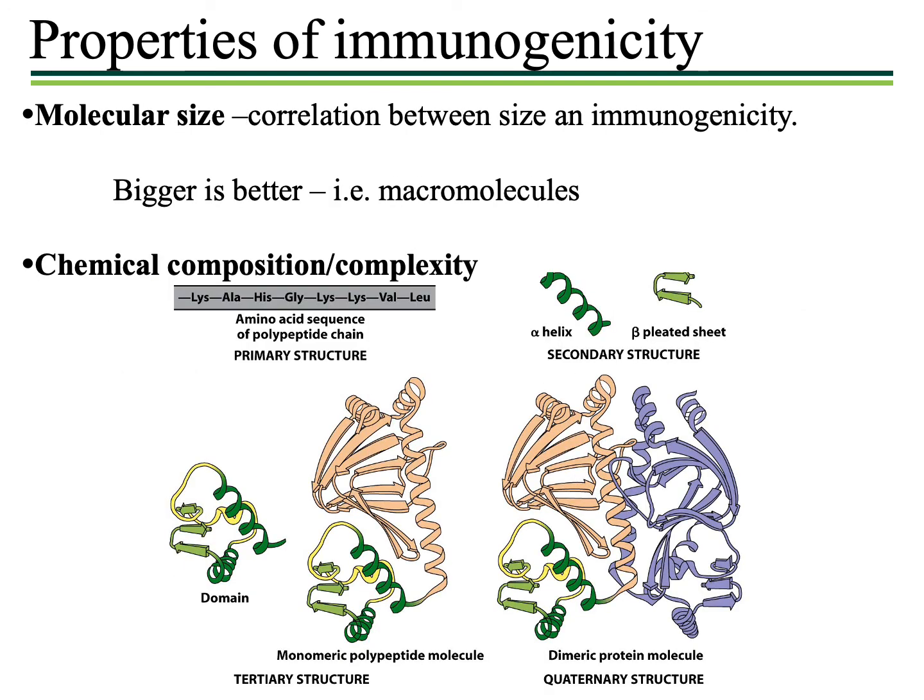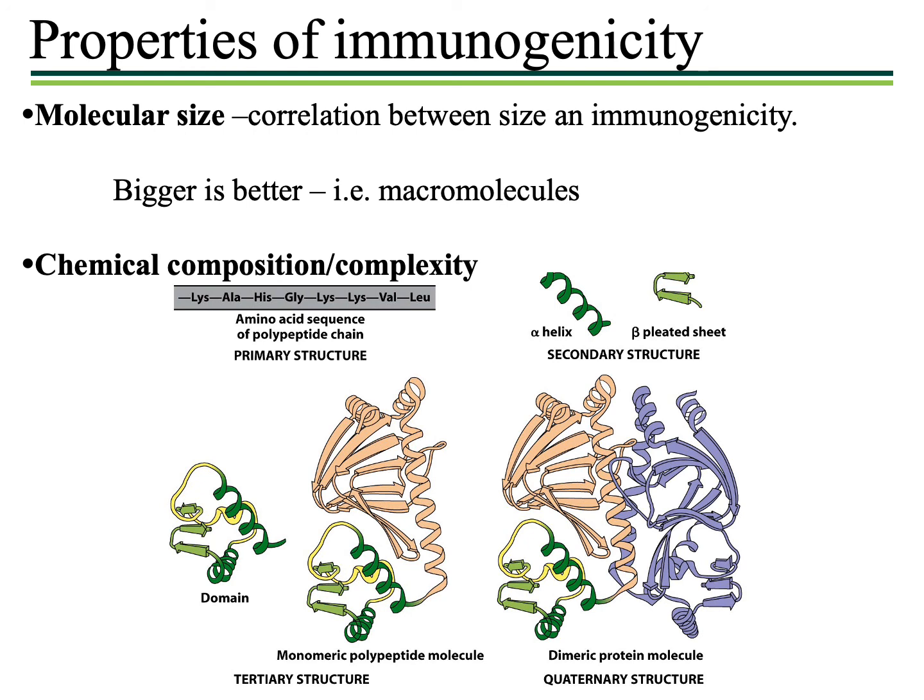Other features or characteristics that allow for a strong immune response to be elicited would include molecular size. There is a distinct and strong correlation between the size of a molecule of an antigen and its immunogenicity. So the rule of thumb tends to be bigger is better. Larger molecules definitely play a stronger role in eliciting an immune response. So macromolecules are, by definition, very large molecules, and hence macromolecules do in fact tend to make very good antigens.